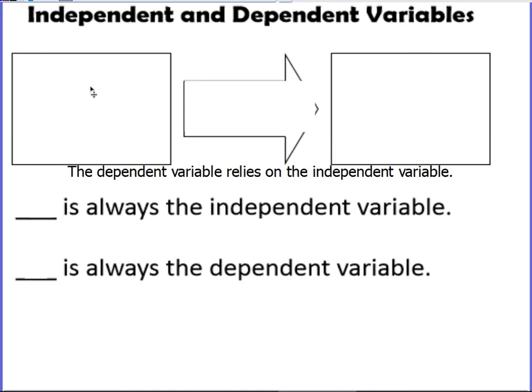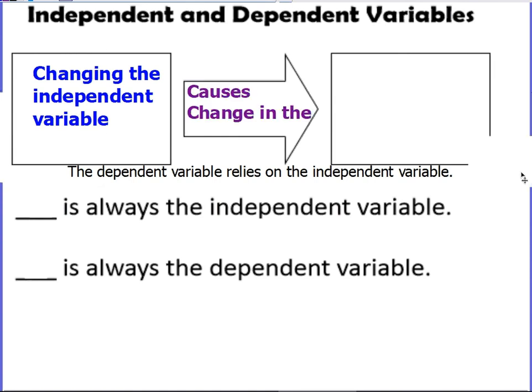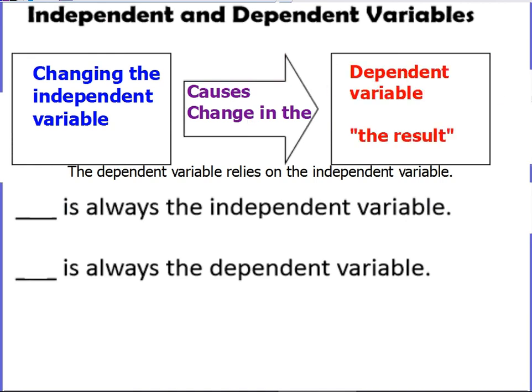Okay, so on this first part here, it says changing the independent variable is going to cause a change in the dependent variable. And I believe I've gotten this over the past couple of years that you guys know the dependent variable as the result. And so that's what we can keep using as an idea or something to reference.